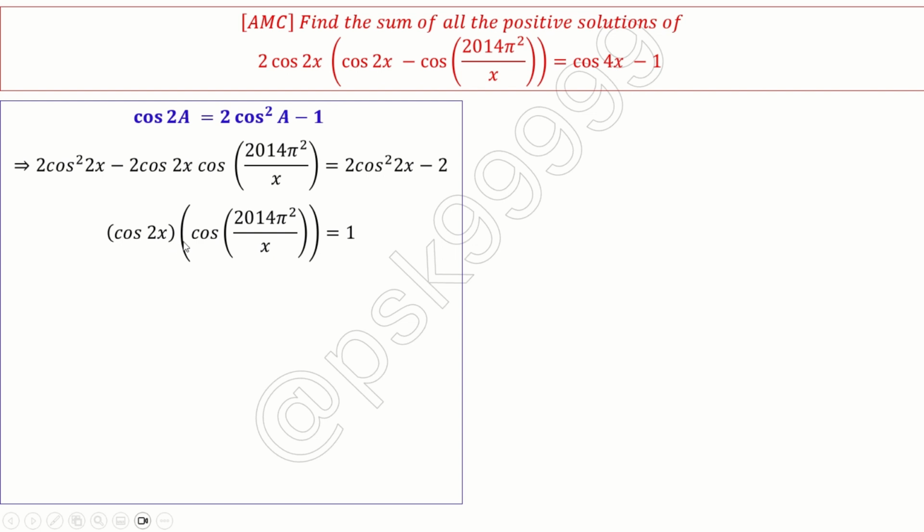Now we know that it is a product of two cos ratios equal to 1, which means both have to be 1 or both have to be minus 1. These are the only two options which we have. Otherwise, the equation will not be satisfied. So both should be either 1 or both are minus 1.